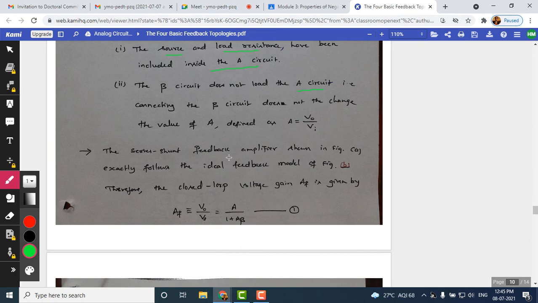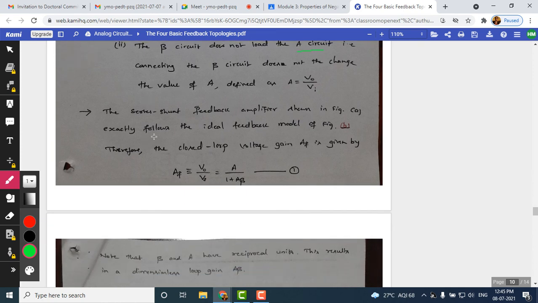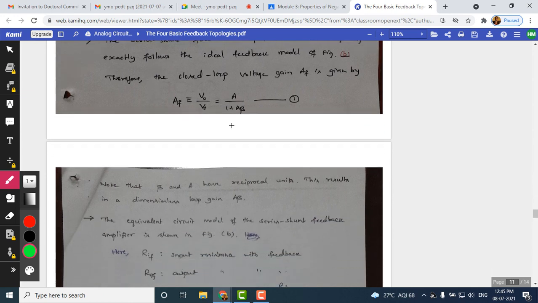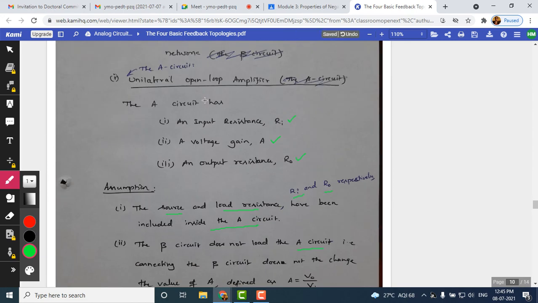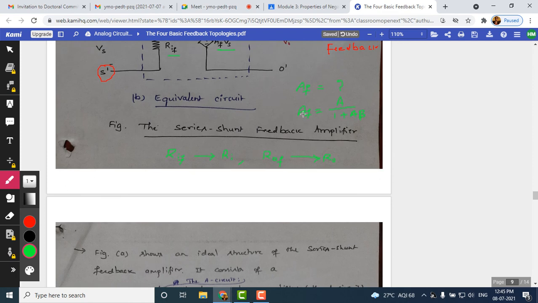Okay, so with these assumptions, we have the derivation of AF. You need not do the derivation for A, since we already did it in the beginning for the voltage amplifier. AF is nothing but V naught by Vs, which is given by A divided by 1 plus A beta. This is the gain equation. I showed you already the relationship between AF and A.